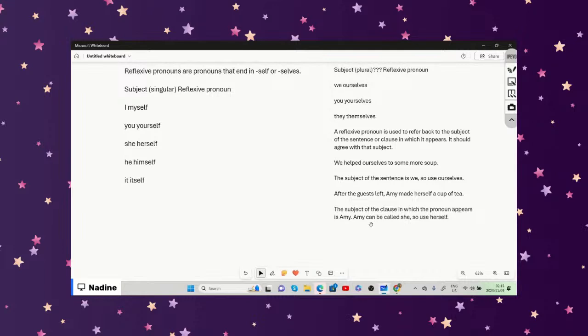We helped ourselves to some more soup. And in this case, the subject of the sentence is we. We is the subject that is doing the action.